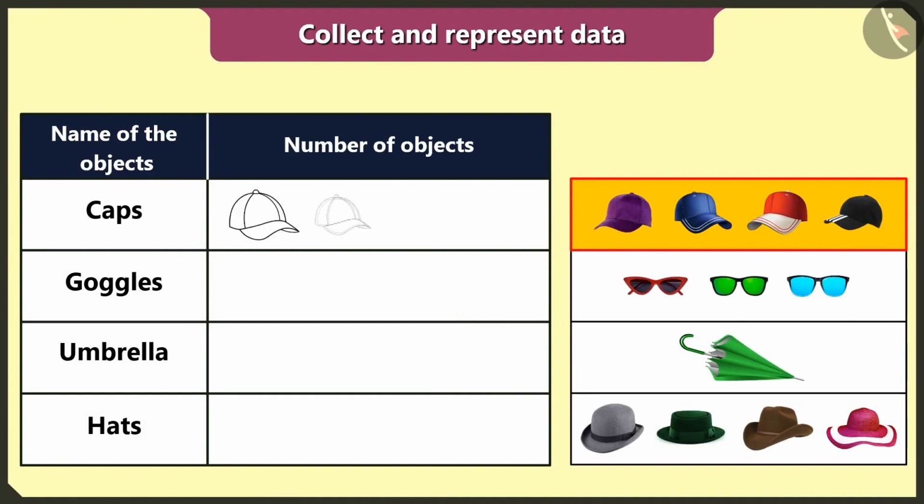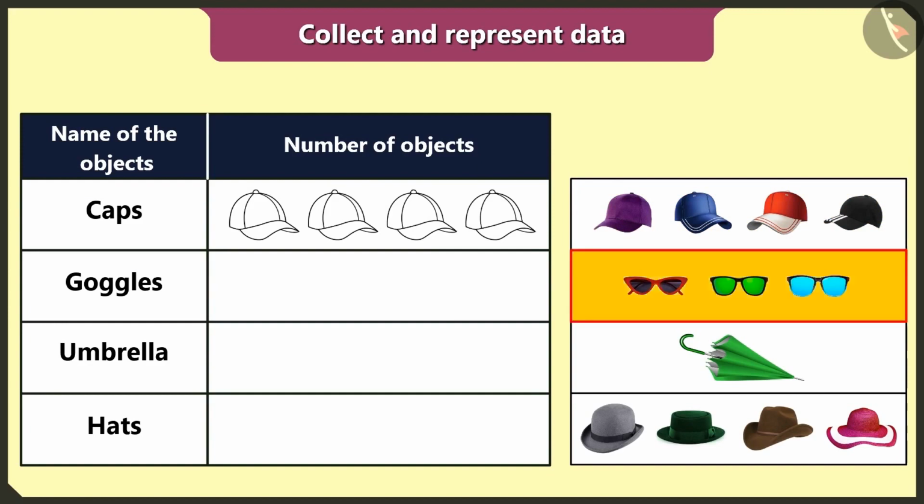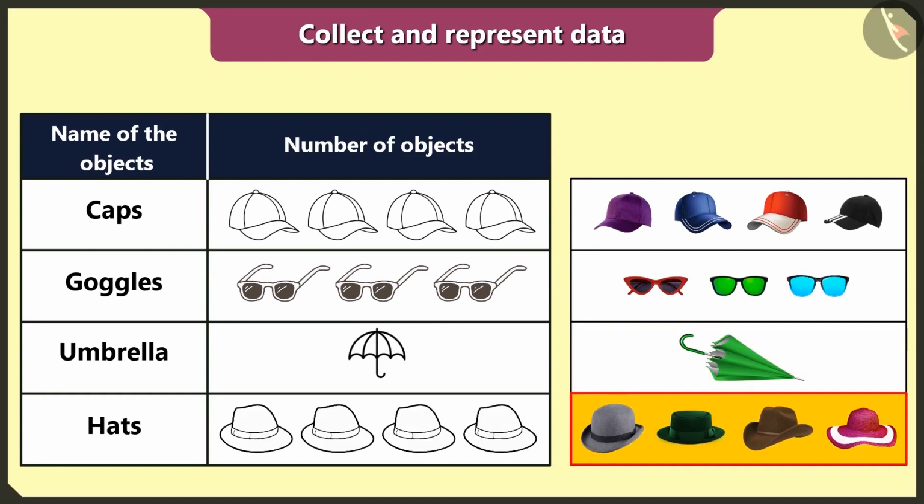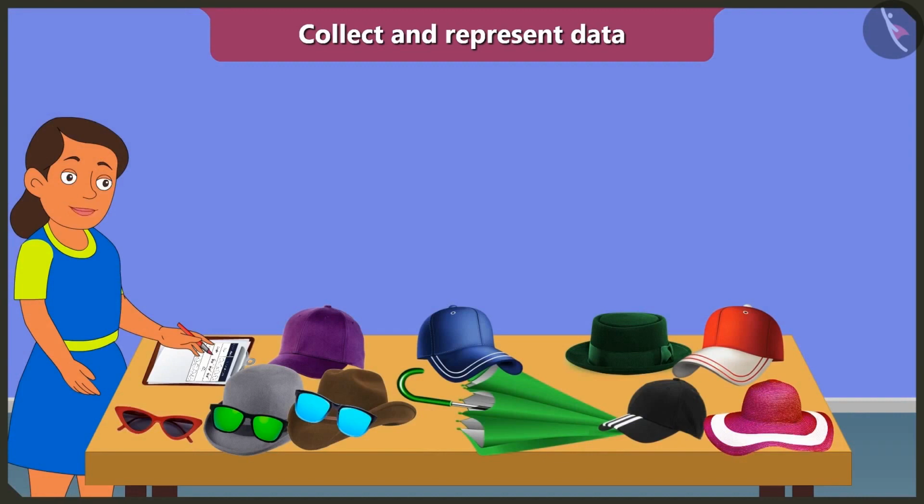There are 4 caps in the table, so I will draw 4 caps. There are 3 goggles, so I will draw 3 goggles. Then there is 1 umbrella, so I will draw a picture of an umbrella. And there are 4 hats, so I will draw 4 hats. Oh wow! It looks good.